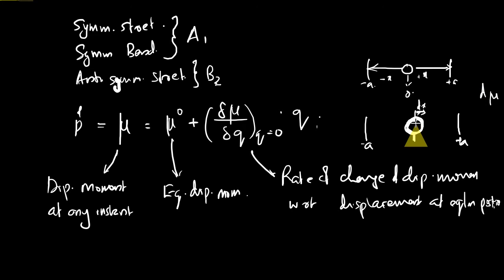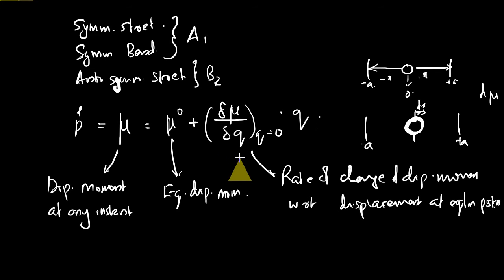Then dμ/dx is the rate of change of dipole moment with respect to displacement at the equilibrium position. We calculated this very close to the equilibrium position. So dx is the infinitesimal displacement from the equilibrium position. That is what you can see here.